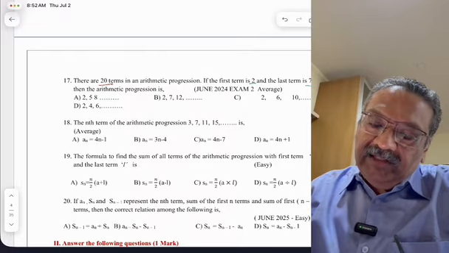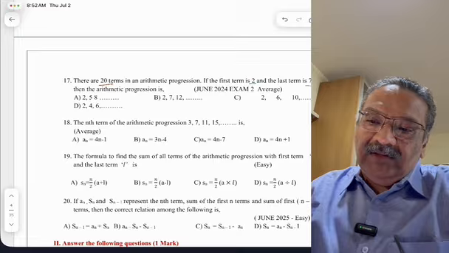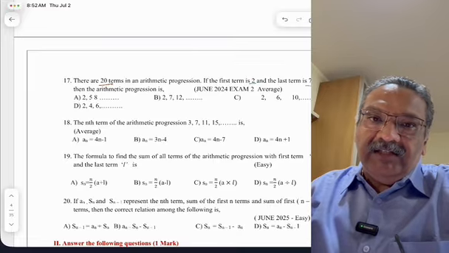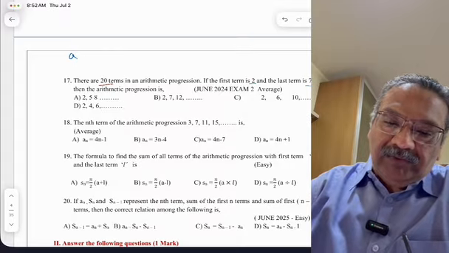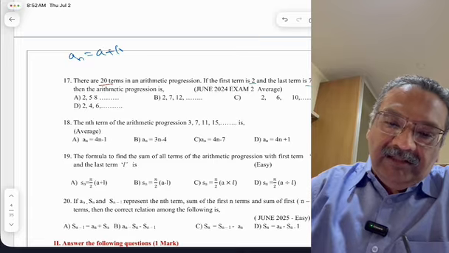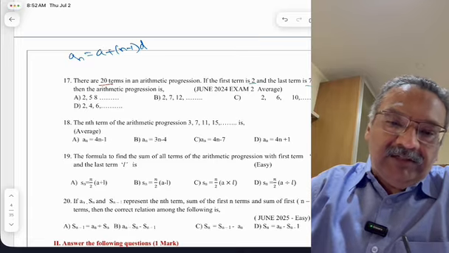So how do we find the common difference here? So 20 terms, then what is the last term? Last term is the 20th term. So we have the formula an is equal to a plus (n minus 1) into d.